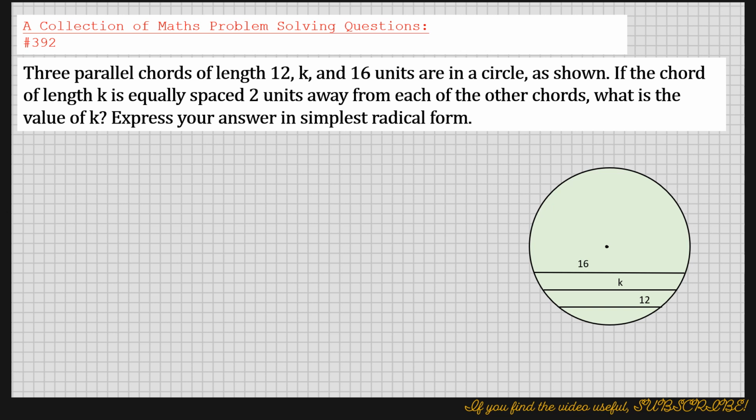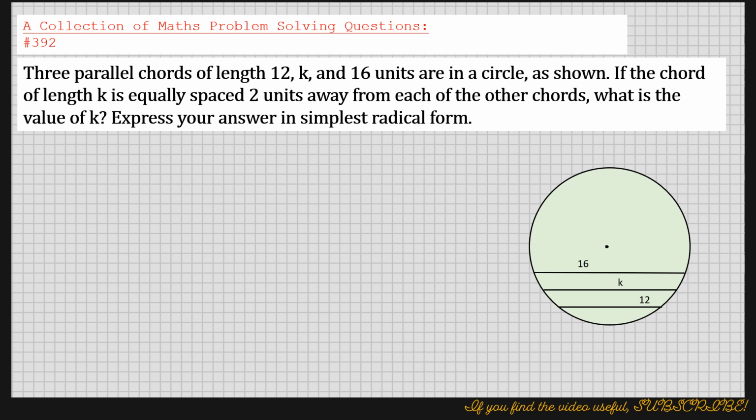Three parallel chords of length 12, k, and 16 units are in a circle as shown. If the chord of length k is equally spaced 2 units away from each of the other chords, what is the value of k? Express your answer in simplest radical form.